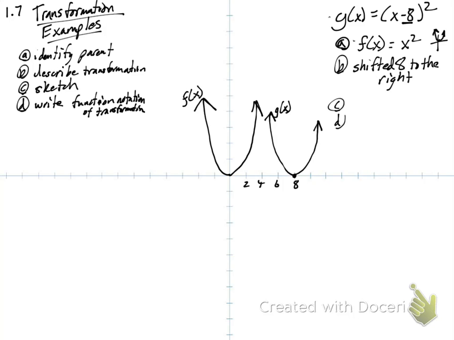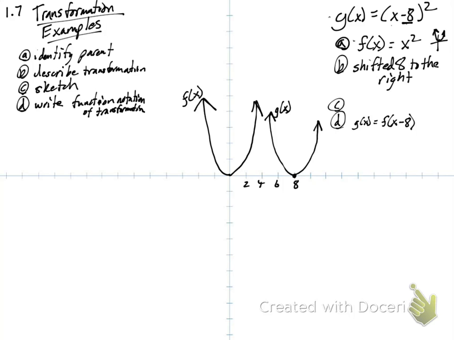Part D, describe the change using function notation. So g of x is equal to, well, how would I write that change? That is inside the function, so it is f of (x minus 8), because the function has an x minus 8 in it now. So instead of x squared, it's (x minus 8) squared. And that would be the last part there. So that was a nice, simple, easy one to get us started. Let's move on to one that might be a little bit more intriguing.